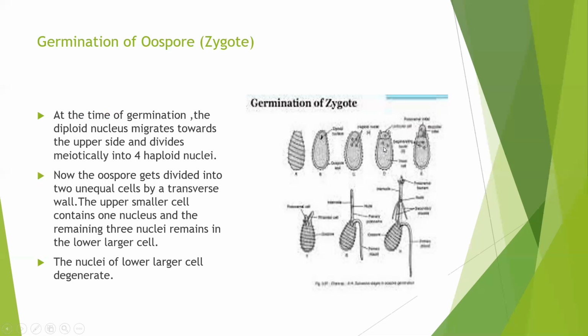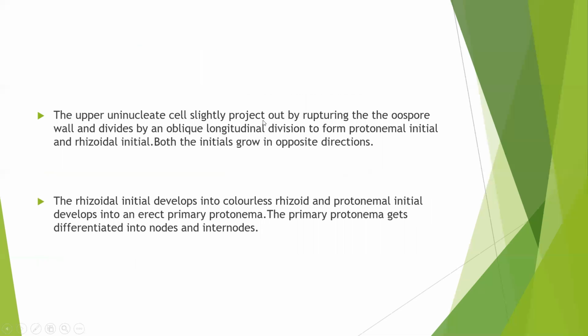Now, the lower larger cell containing 3 nuclei degenerates, and only the one nucleus of the upper cell remains functional. Now the nucleus of the upper cell projects out by rupturing the oospore wall and divides by an oblique longitudinal division to form the protonemal initial and the rhizoidal initial, and both the initials grow in opposite directions.